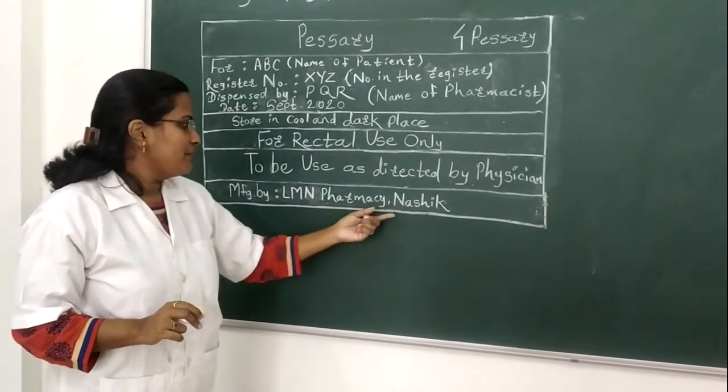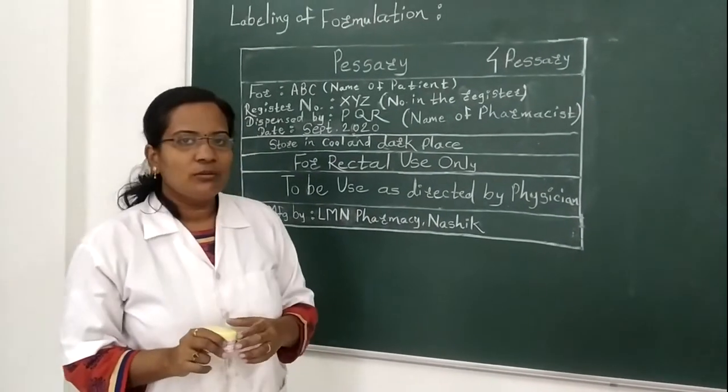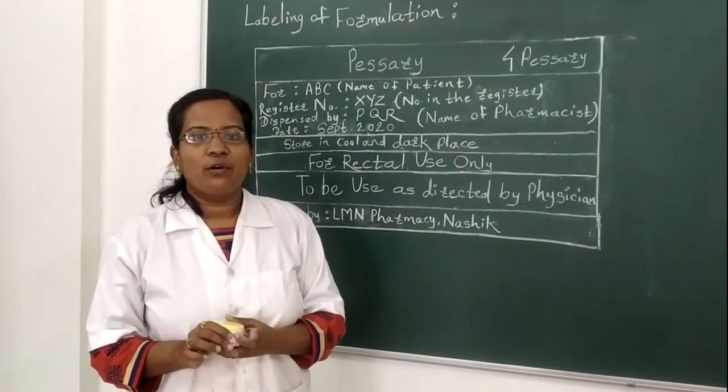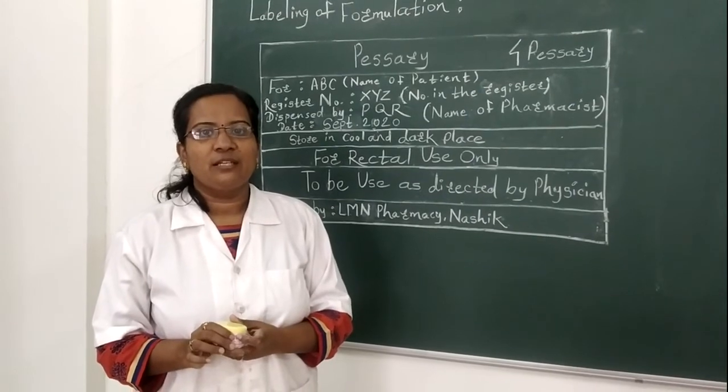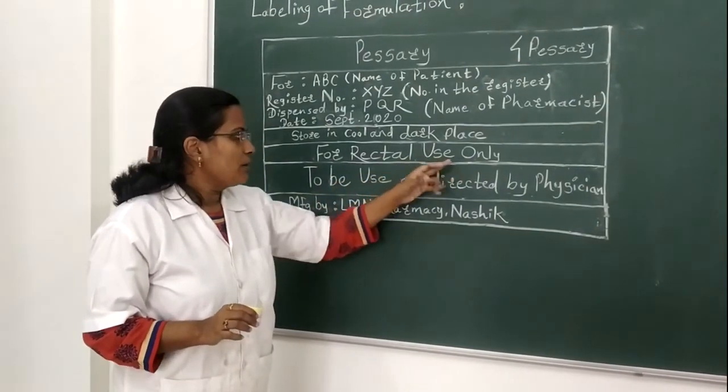Manufactured by Element Pharmacy Nasik. Result: the 4 pessaries are stored in this wide mouth bottle for inspection with the special instruction on the label, for rectal or vaginal use only.